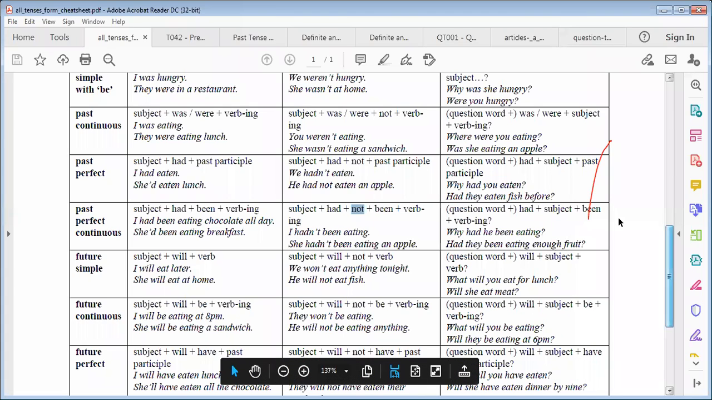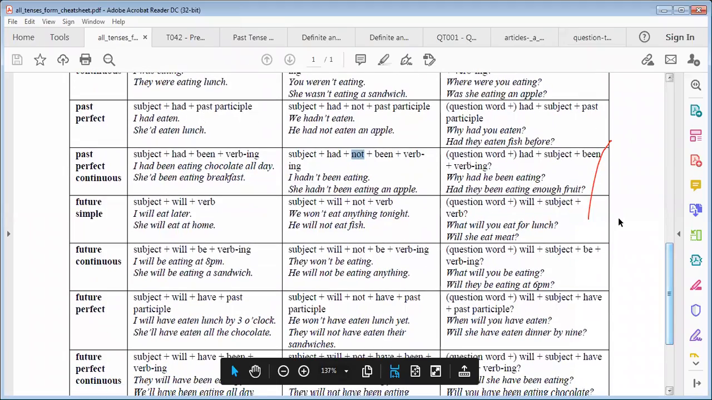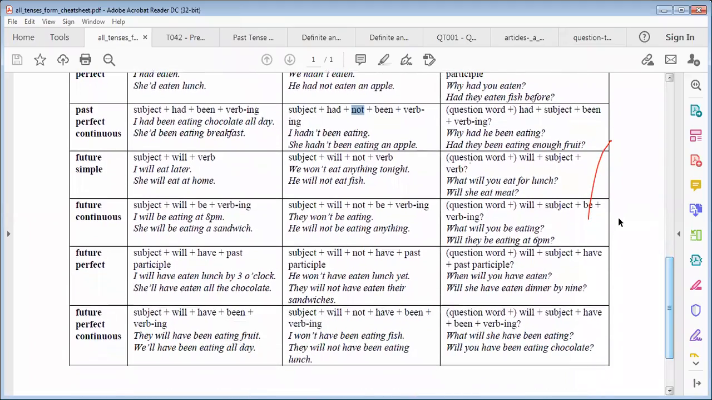So here we are finished with past tense. Now, when you're going to remember the sentence structure for future tense, always relate it with the present tense and not past tense. Okay, future tense is similar to present tense. We just add will after the subject. In simple future, we have subject plus will plus verb. I will eat later. She will eat at home.